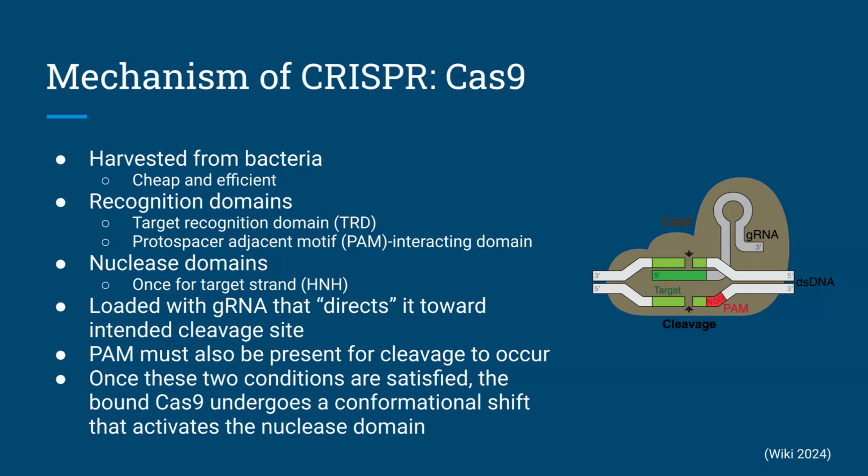So the Cas9 also has nuclease domains, and this is what actually does the cleavage. It's called an HNH, is the actual domain name. I don't think you really need to know that, but it's there. And so the whole Cas9 protein is loaded with the guide RNA that directs it toward the intended cleavage site. And like I said, PAM must also be present for cleavage to occur. And then once these two conditions are satisfied, once you're bound to the target DNA and you have that PAM there, it undergoes a conformational shift that activates the nuclease domain. So the nuclease domain is only activated when you have both those things there, and both those things are interacting.